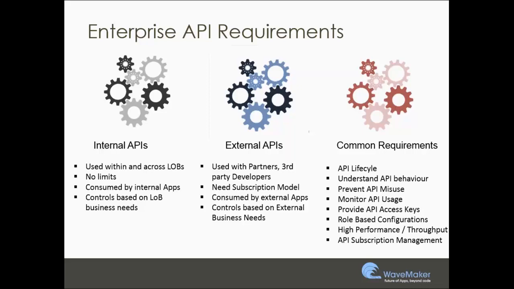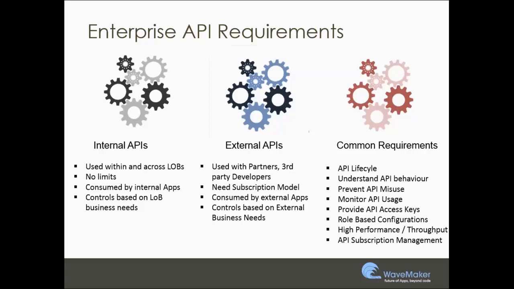In some enterprises, Salesforce as an example, they are looking at publishing their APIs to the external world. In that scenario, we are looking at partners and third-party developers as the major consumers of your APIs. There is a need of a subscription model here because there needs to be a business arrangement between the enterprise that is publishing the APIs and the set of consumers that consume these APIs. Also, these APIs are mostly consumed by external apps, and the kind of controls and security mechanisms that are built in are all driven by external business needs.